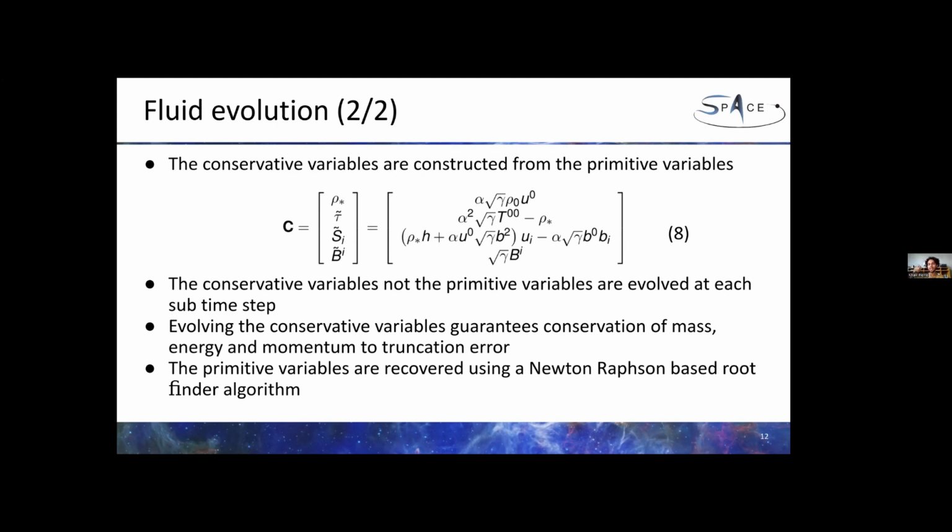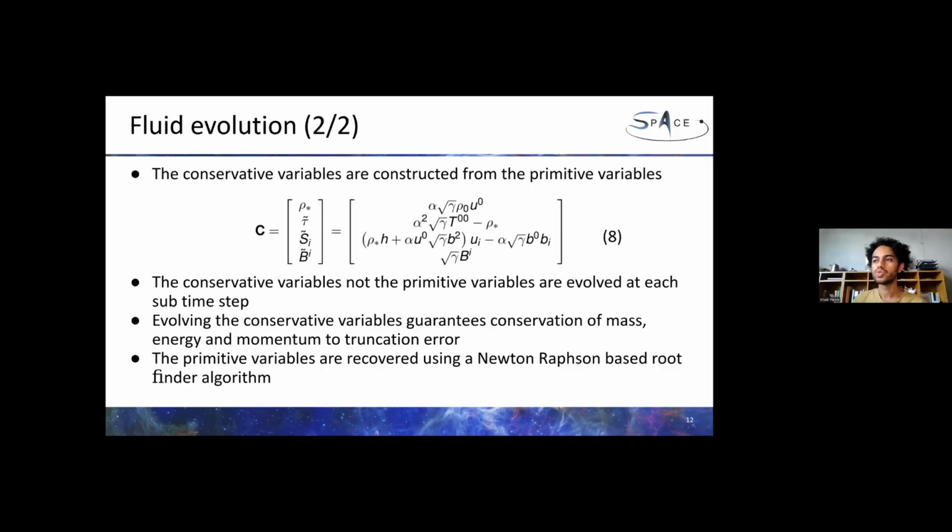So we start with the primitive variables, which describe our stress energy tensor. We convert them to the conservative variables. We evolve the conservative variables, but then we need the primitive variables back. And to get the primitive variables back, we need to use a Newton-Raphson root finder algorithm, which in numerical relativity codes is always one of the most expensive algorithms.